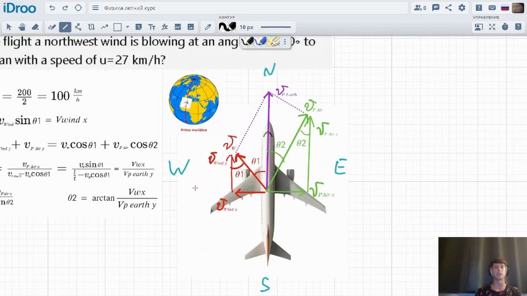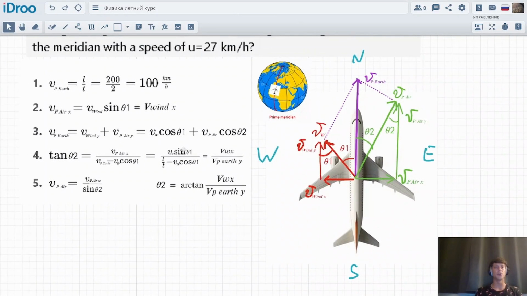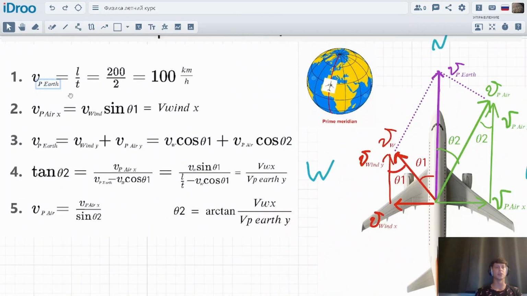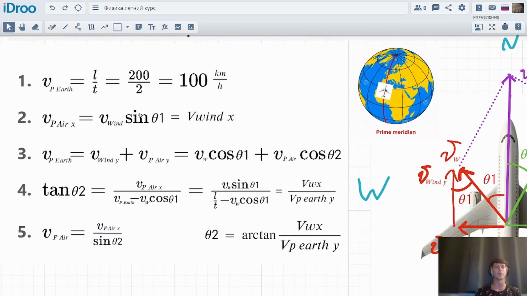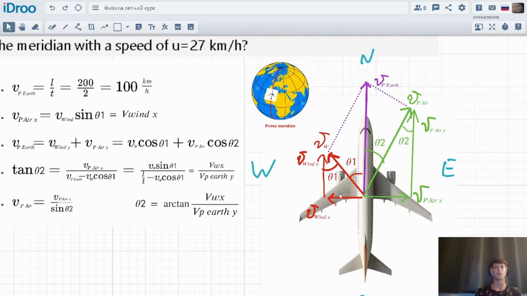Let's have a look at the solution. The first obvious step is that the velocity of the plane relative to Earth equals the distance that it has to cover divided by time. The second step is that the velocity of the plane relative to air x, the horizontal component, equals the horizontal component of the velocity of the wind that we just discussed.